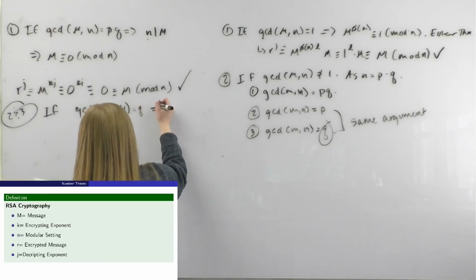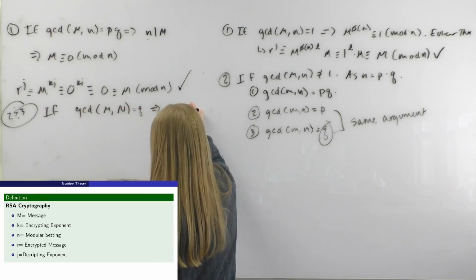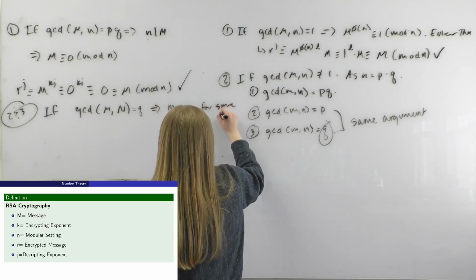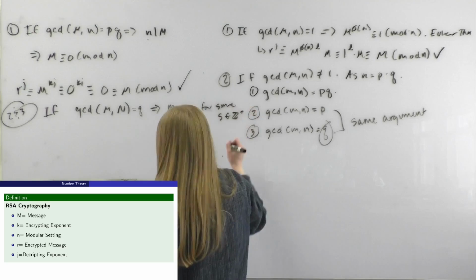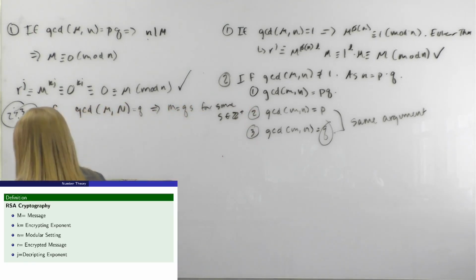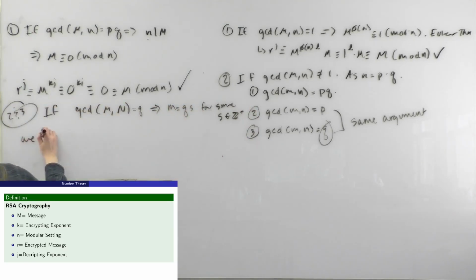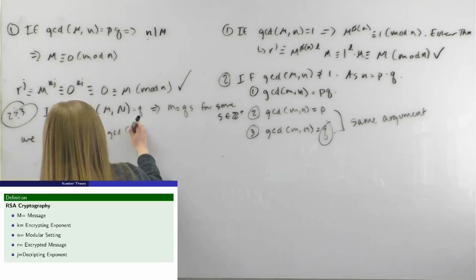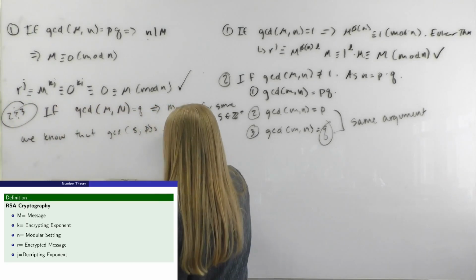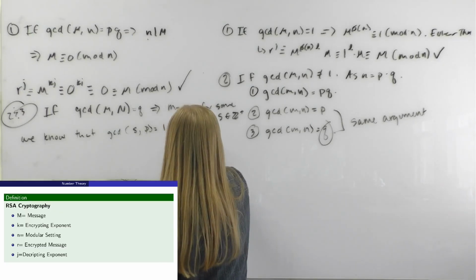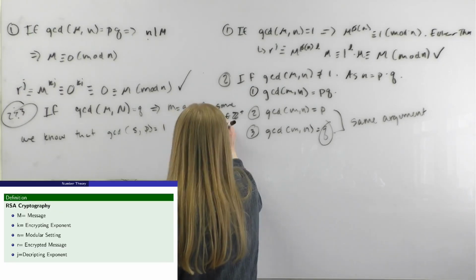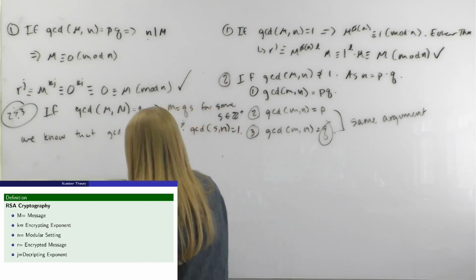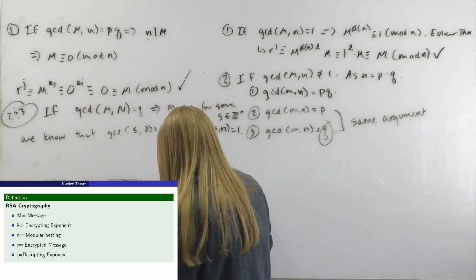Is Q, then M is equal to QS for some S and Z, positive integer. We know that the GCD of S and P is equal to 1, and the GCD of S and N is equal to 1 as well. So, do some work down here.